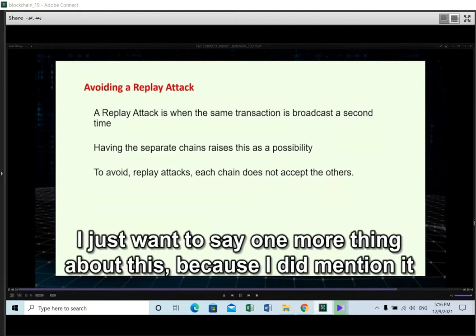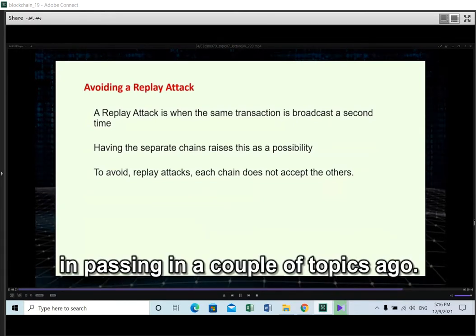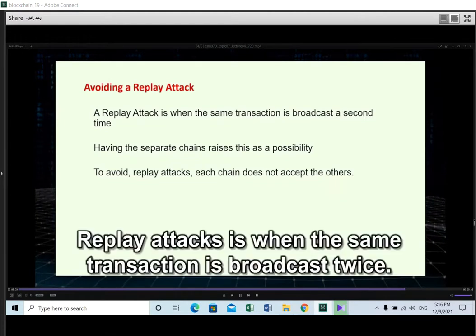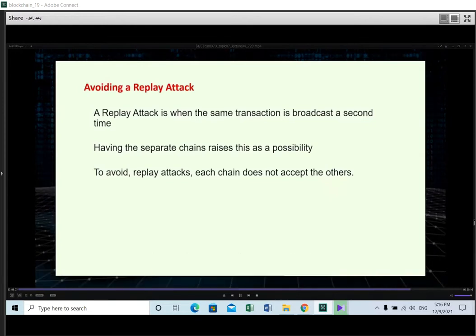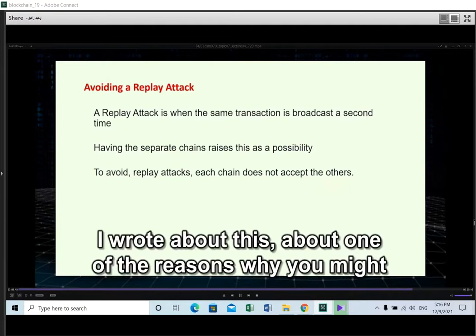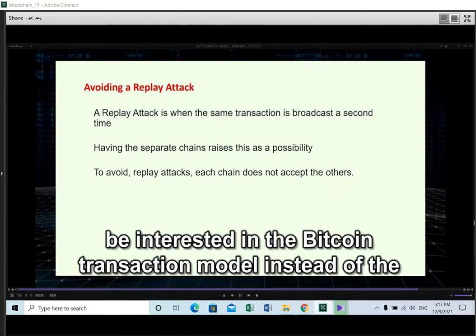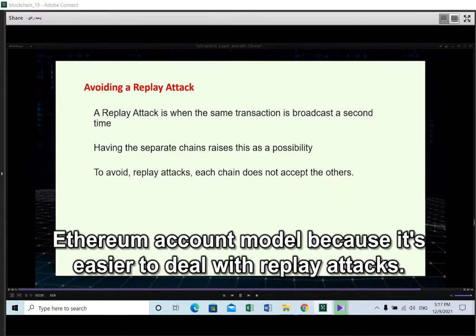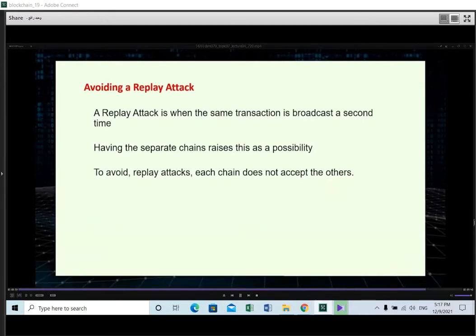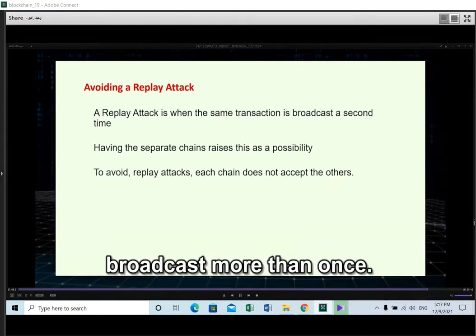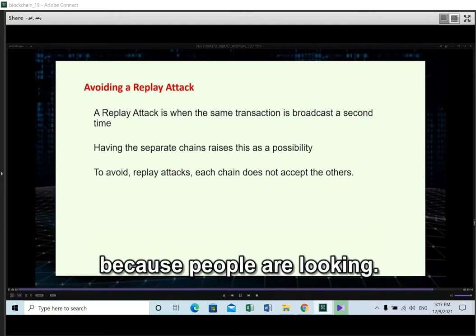Okay, I just want to say one more thing about this, because I did mention it in passing a couple of topics ago. Replay attacks. Replay attacks is when the same transaction is broadcast twice. Okay. Well, I wrote about this, about one of the reasons why you might be interested in the Bitcoin transaction model instead of the Ethereum account model, because it's easy to deal with replay attacks. A replay attack is when the same transaction is broadcast more than once. Having separate chains raises this as a real possibility because people aren't looking.